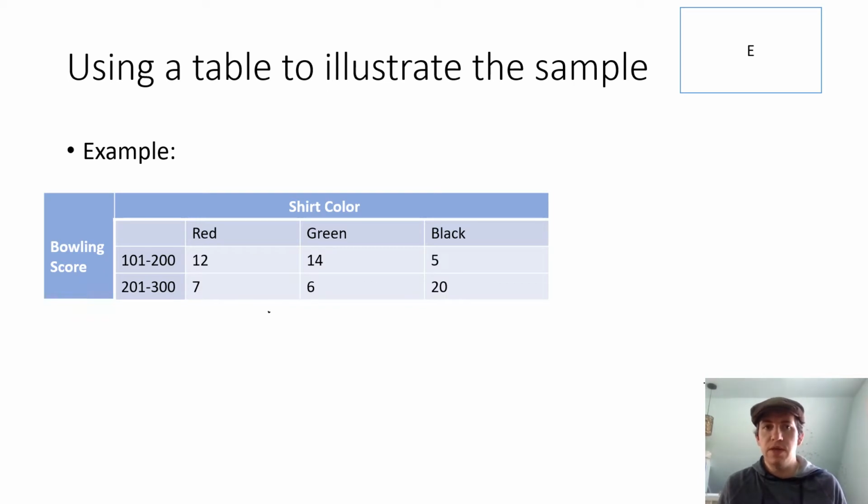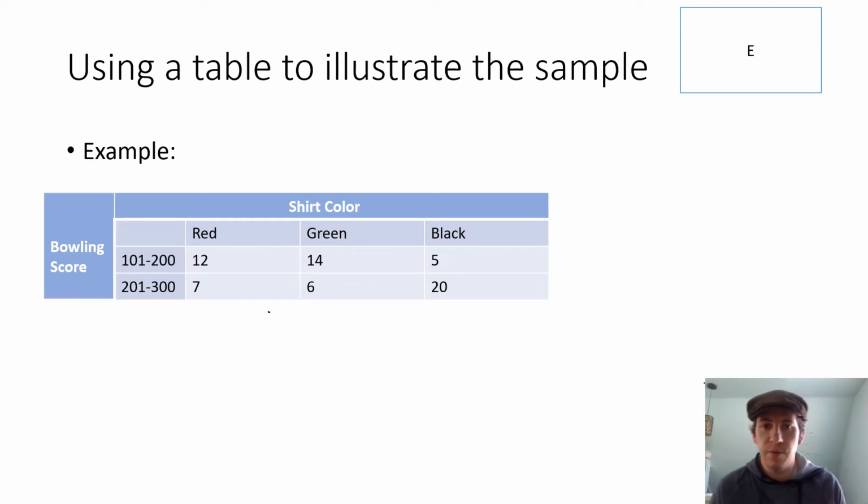One of the easiest ways to see this is by using a table. So here we're trying to check whether or not the shirt color that you wear has an association with the bowling score that you get at the bowling alley. In this particular case, you could possibly be wearing a red shirt, a green shirt, or a black shirt, and your scores can be 101 to 200 or 201 to 300. Now if you look inside this table, you see that those that wear a red shirt, 12 of them got a score between 101 and 200, and 7 of them got a score between 201 and 300. Black shirts, 5 got between 101 and 200, and 20 got between 201 and 300.